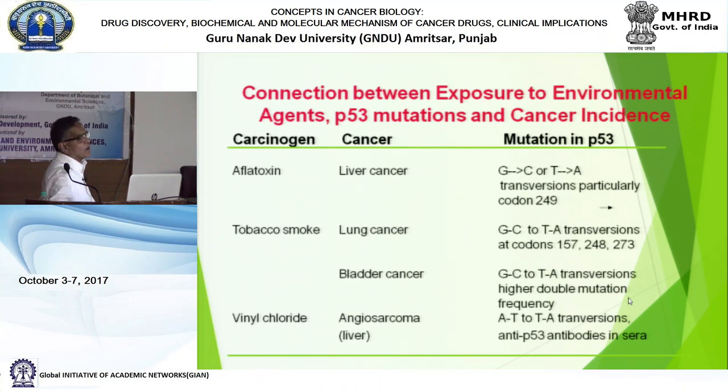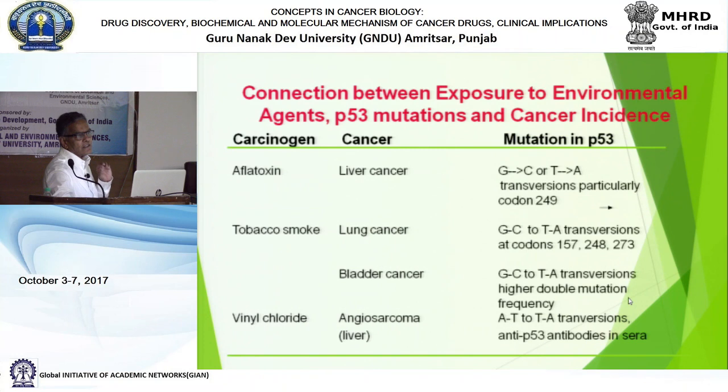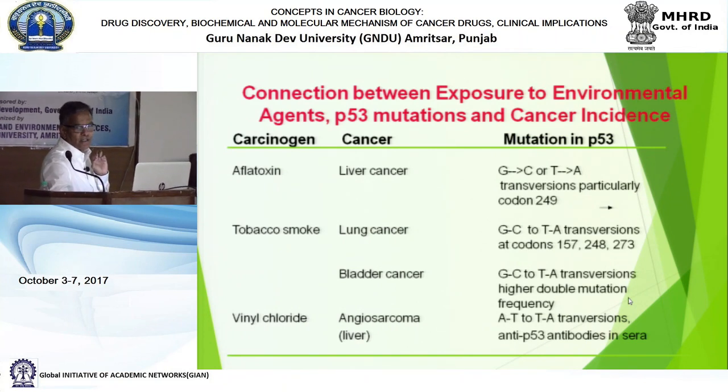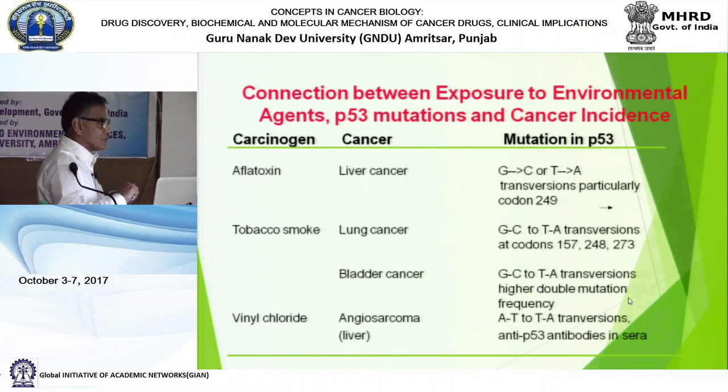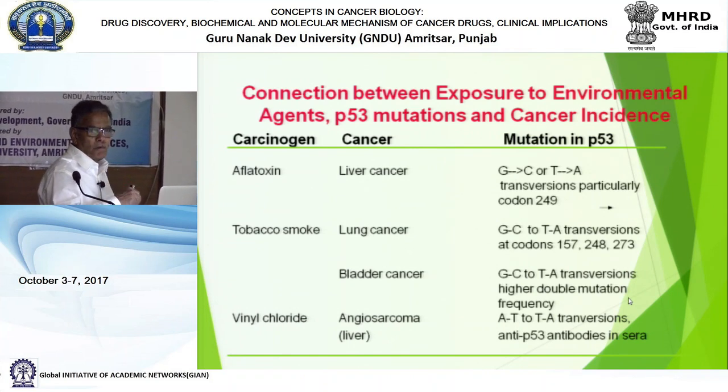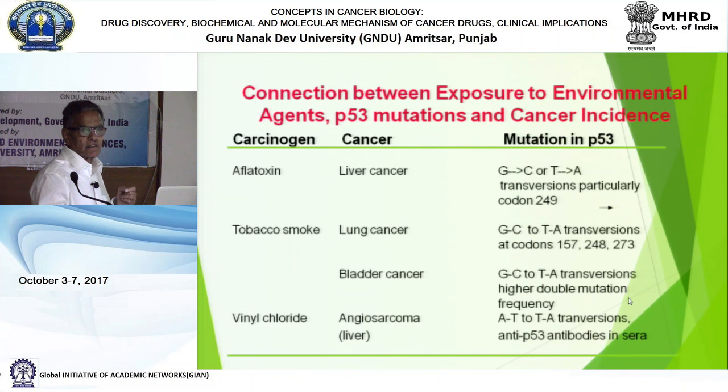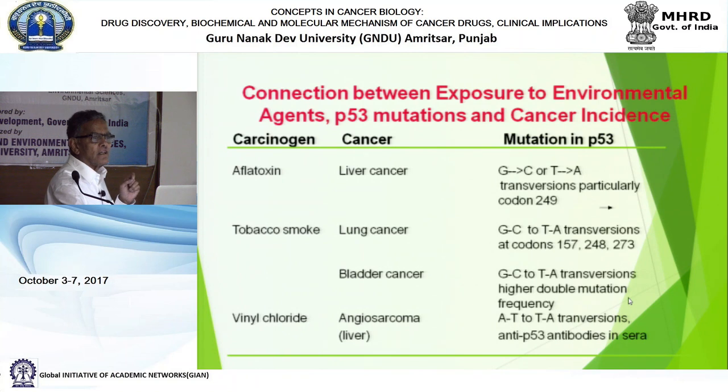Aflatoxin, I'll talk about it more, but aflatoxin you get in molded peanuts. Remember, we always used to cut the top off before we eat peanuts, the little thing on the top, people take it off and then eat. They didn't know why, but that is where the moldy part occurs, which causes liver cancer because that has aflatoxin. And you don't need much aflatoxin to cause liver cancer. Very little will do the trick.